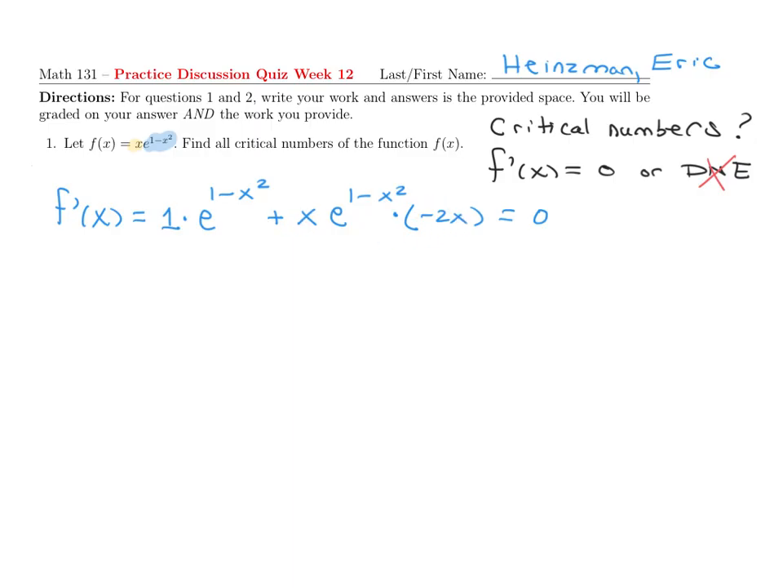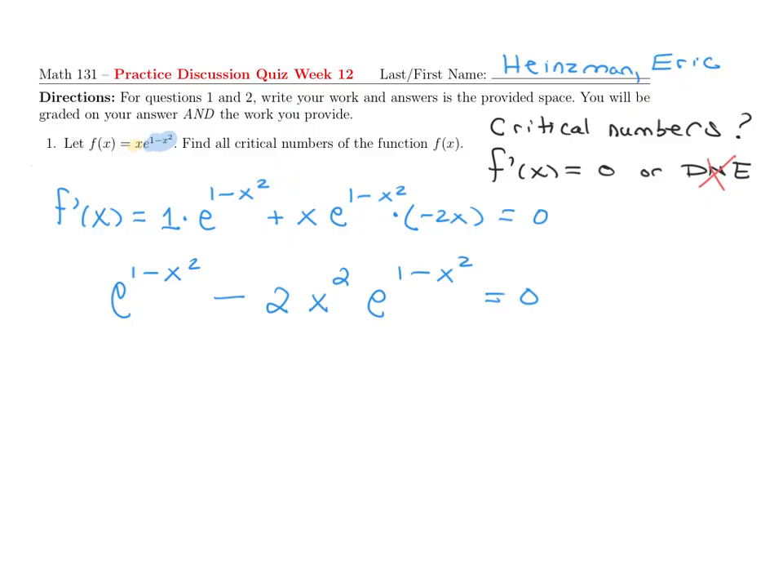So for this first piece, I'm just going to write this. That's e to the 1 minus x squared. I'll bring the negative in front. I'll also bring the constant of 2 to the front. We have an x times an x, that is x squared. And then we have e to the 1 minus x squared, and this is equal to 0.